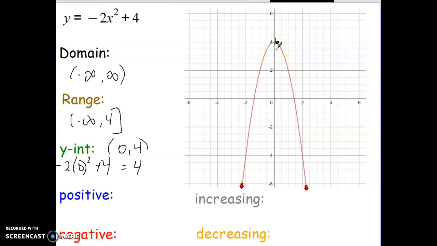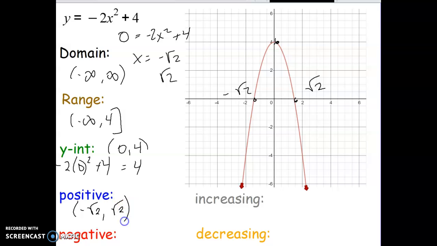And if you remember, to find the x-intercepts, we put 0 in place of y, and then we solve that. And just to save time, I went ahead and solved that for us. We've got negative square root of 2 and positive square root of 2. So this value is negative square root of 2, and this value is positive square root of 2. So that means that my graph is positive. It is above the x-axis from here around over to here. So my interval is negative square root of 2 to positive square root of 2.